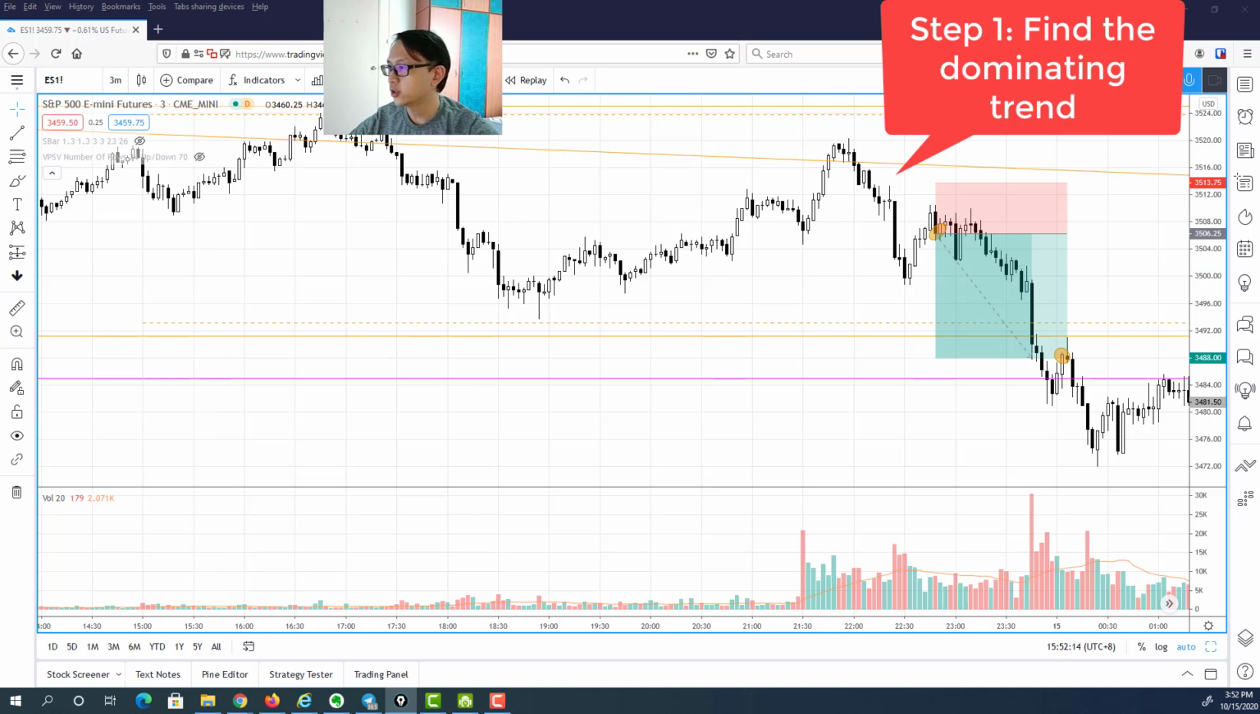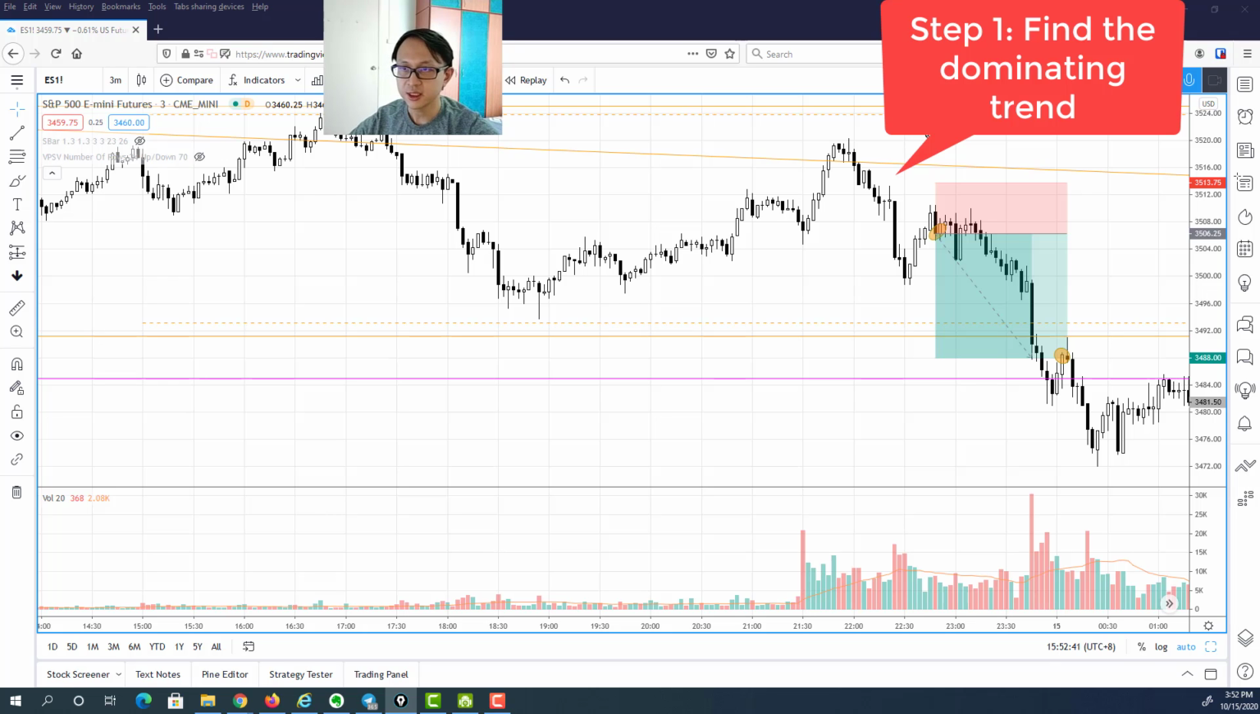Because we need to find a dominating trend in order to trade a pullback. The pullback is actually a counter trend of the current dominating trend, and we would like to trade at the end of the pullback. So when the pullback is finished, we just enter a trade, and that's the start of another swing. So in short, we always want to determine the dominating trend.